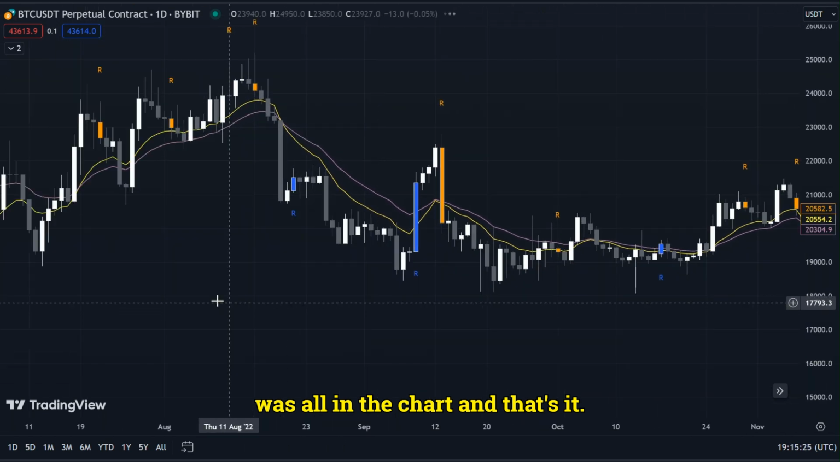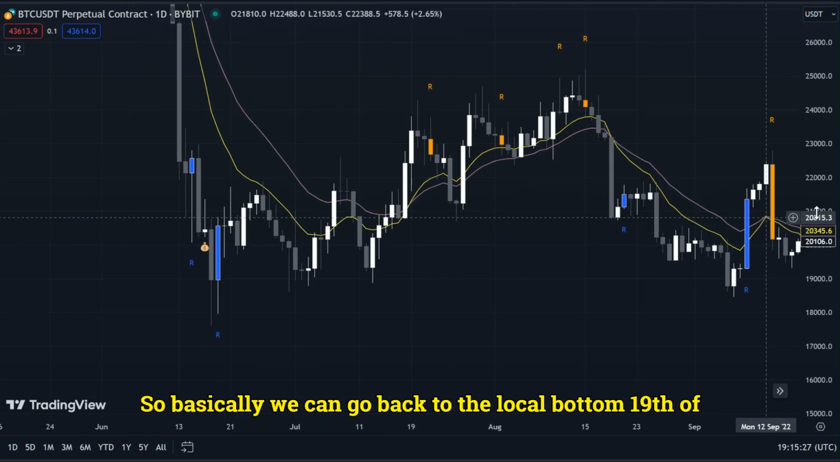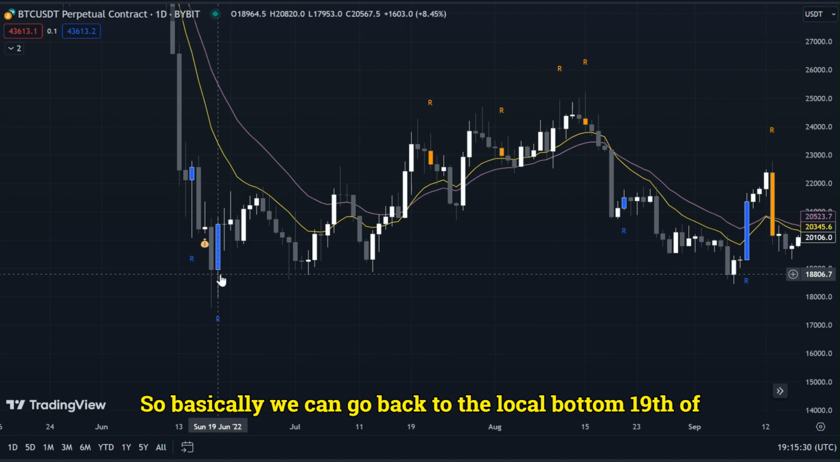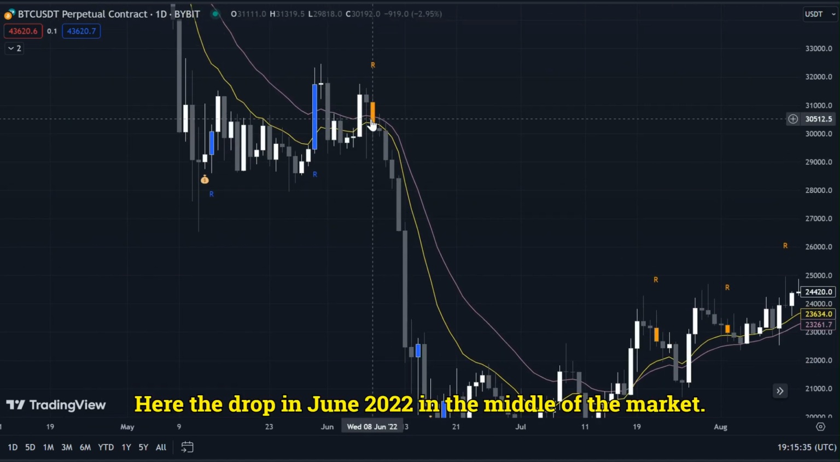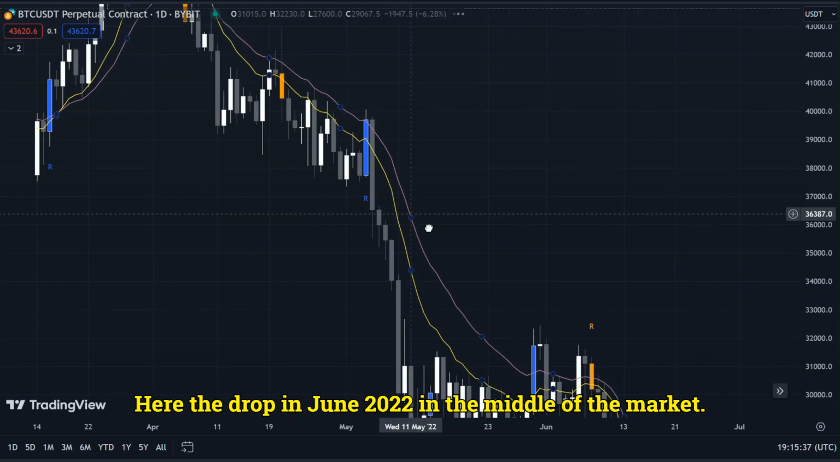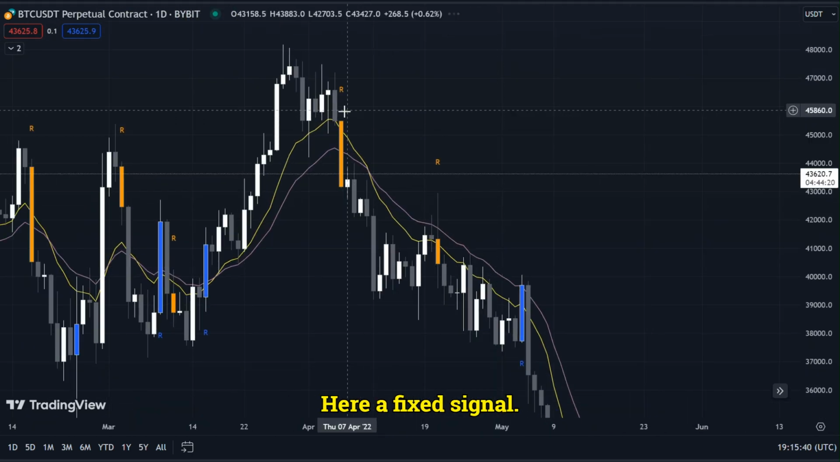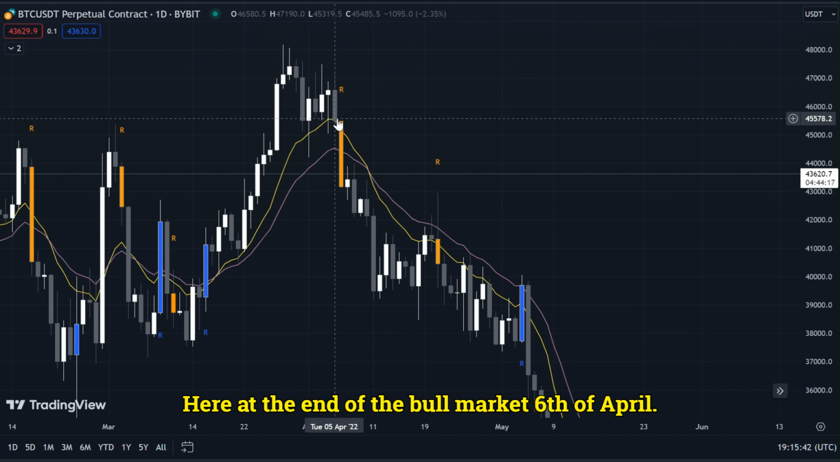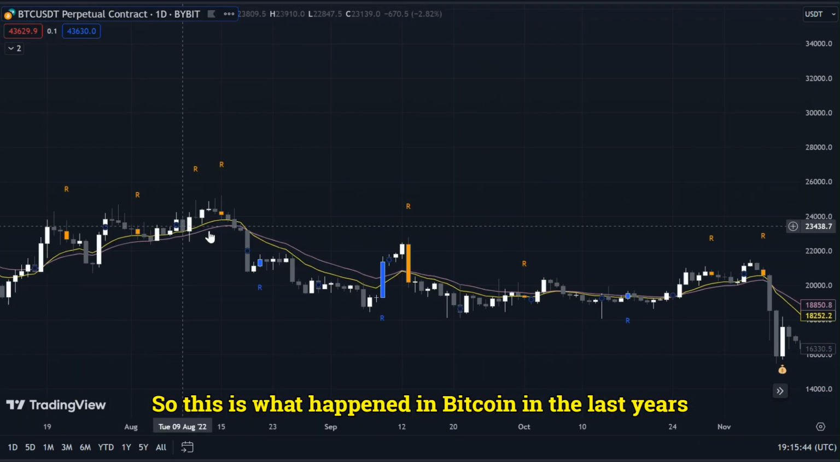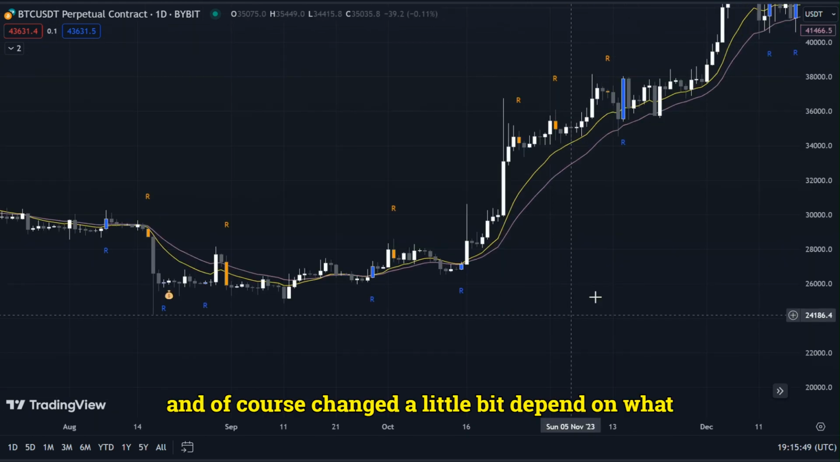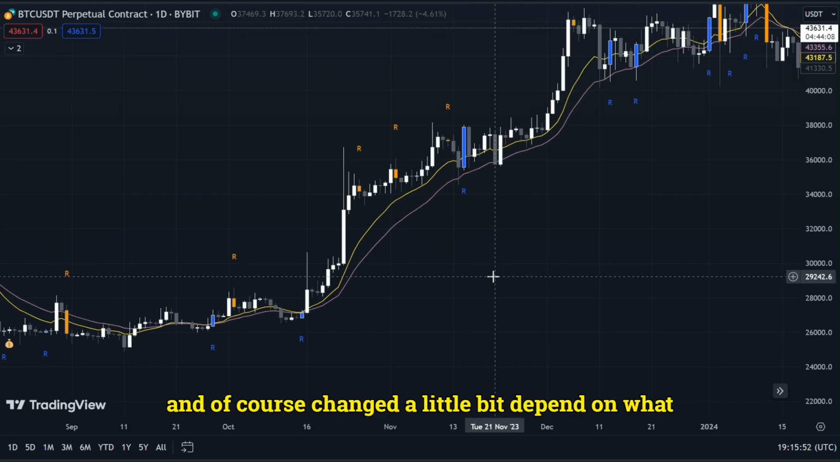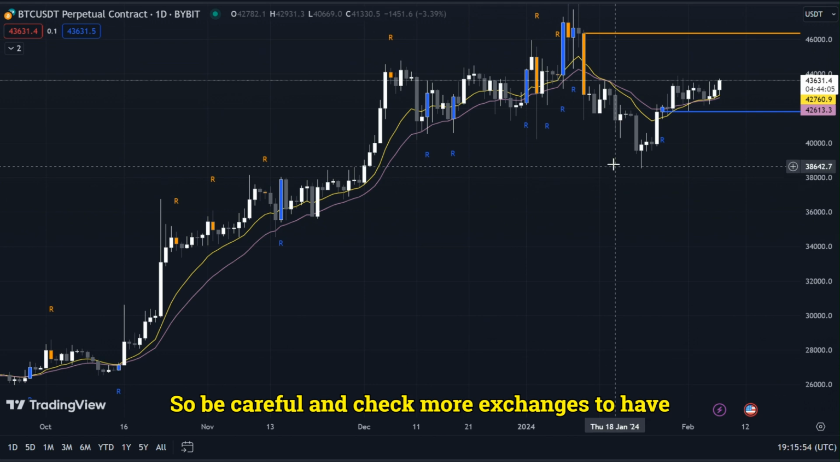And that's it. So basically we can go back to the local bottom, 19th of June. Here the drop in June 2022 in the middle of the market. Here a false signal. Here the end of the bull market, 6th of April. So this is what happened in Bitcoin in the last years. And of course it changes a little bit depending on what exchange you're watching. So be careful and check more exchanges to have confirmations.